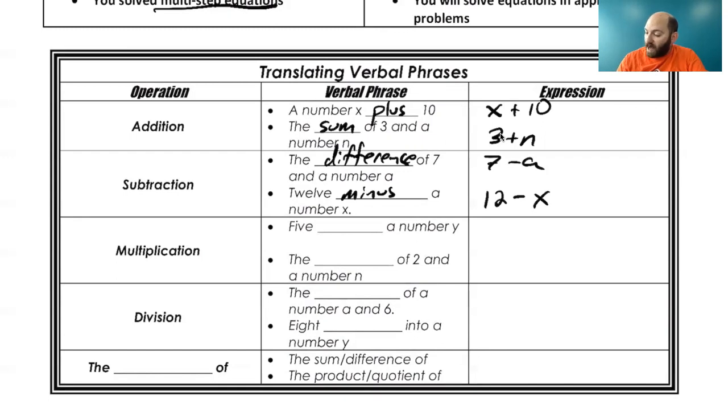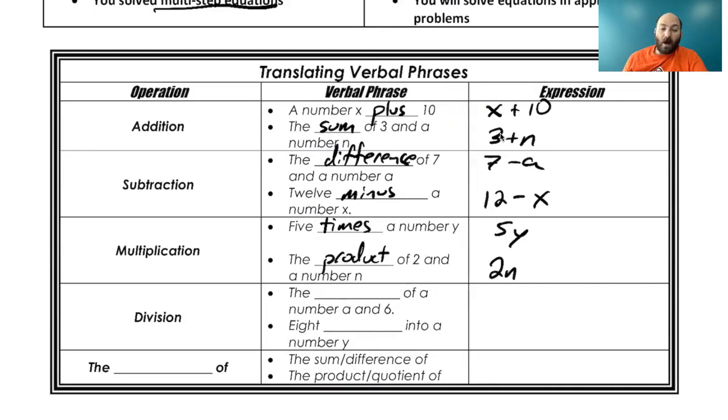Multiplication, we can have 5 times a number y, and the product. The term for an answer to a multiplication problem is a product, like the product of 2 and a number n. So 5 times y, I could just write as 5y. The product of 2 and n is 2n.